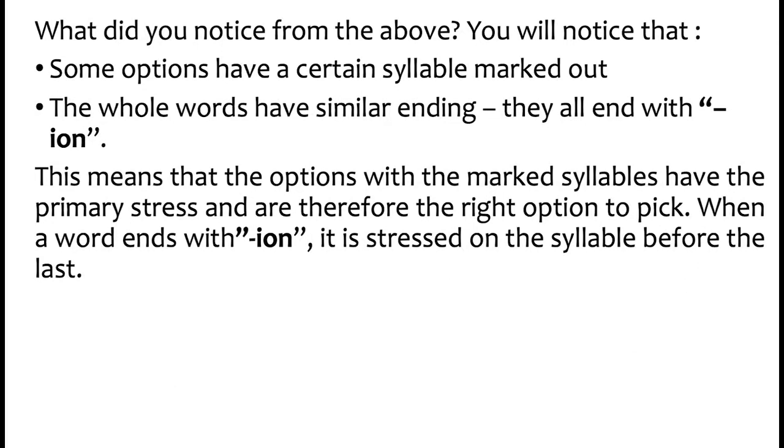Now, what did you notice from the above? You will notice that some options have certain syllables marked out. The whole words have a similar ending. They all end with ION. This means that the options with the marked syllables have the primary stress and are therefore the right option to pick. When a word ends with ION, it is stressed on the second to the last syllable, or the syllable before the last.